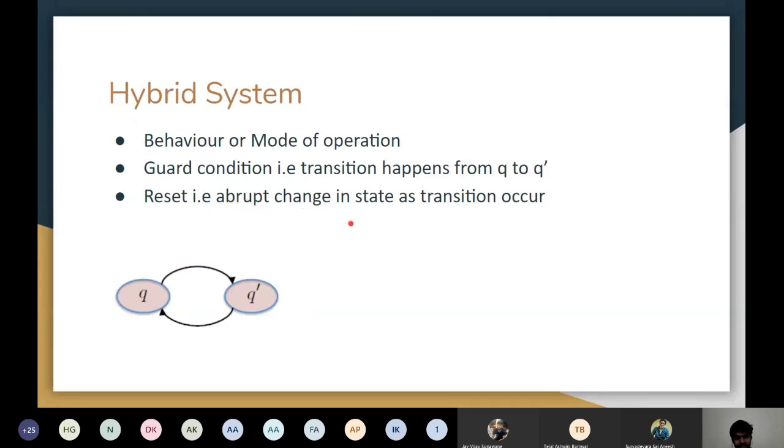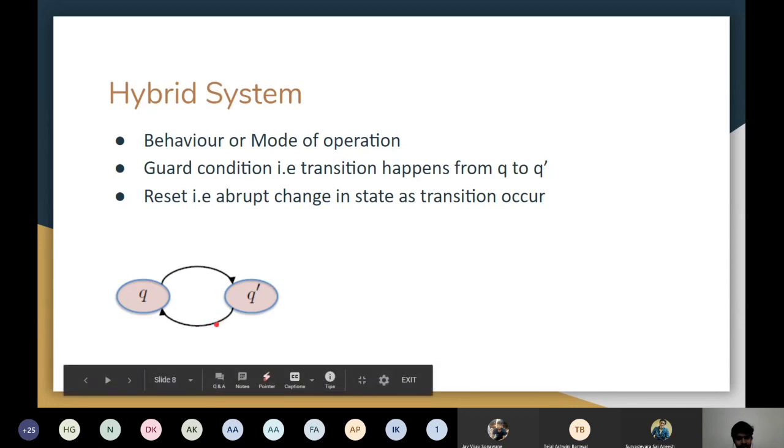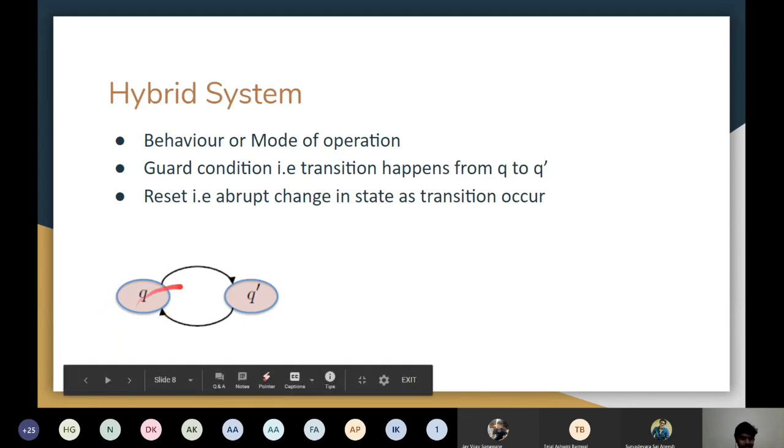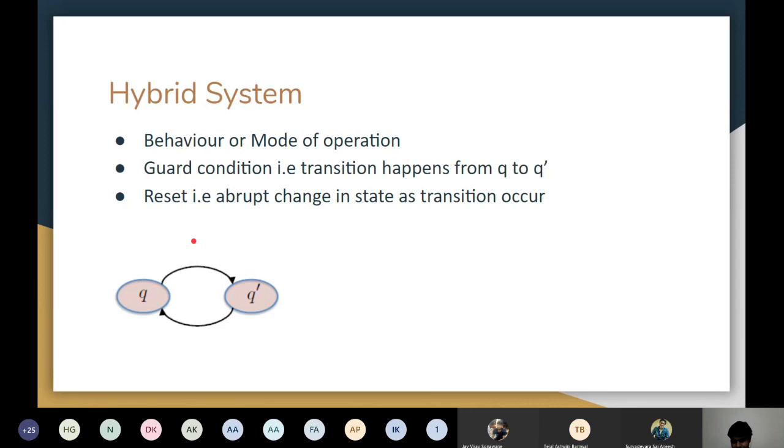Reset is any abrupt change in the state that we need while the transition is going on. So here the abrupt change was going from V and omega to VL and VR. In general, we want everything to be continuous, but while changing your behavior, there might be an abrupt change. To handle that, we have this reset.